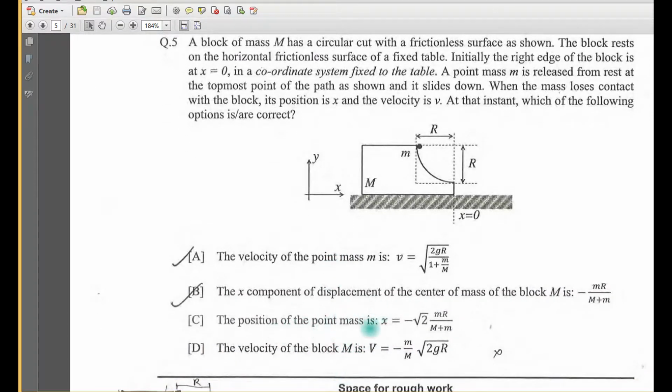We have to calculate the position of the point mass. Okay, position of the point mass at what value? At the instant. And we also have to calculate the x component of the displacement of the center of mass of the block M. Actually, B and C are supposed to be the same.